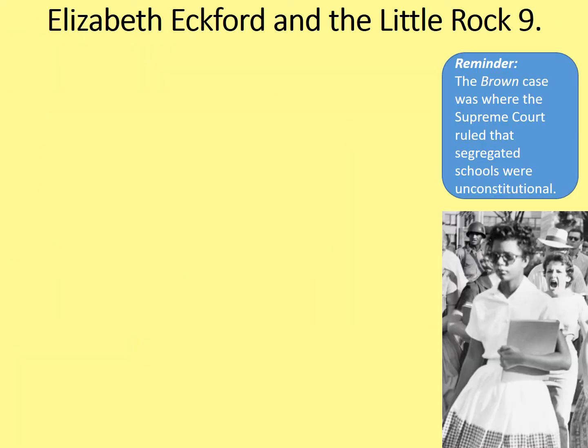Let's consider the case of Elizabeth Eckford and the Little Rock Nine. Firstly, though, as a bit of a reminder of the Brown case. The Brown case refers to the Brown versus the Board of Education of Topeka, Kansas case of 1954 that ruled that segregation in schools had to end with all deliberate speed. In other words, the Supreme Court had ruled that segregated schools were unconstitutional.